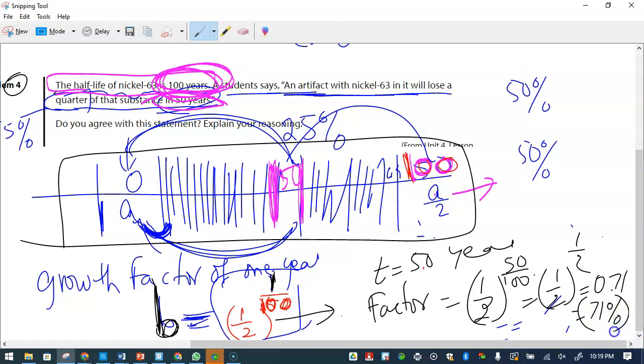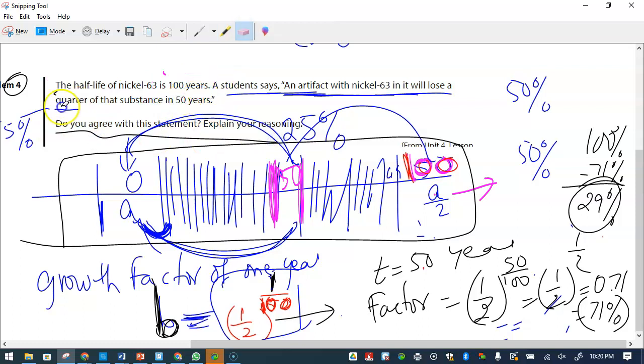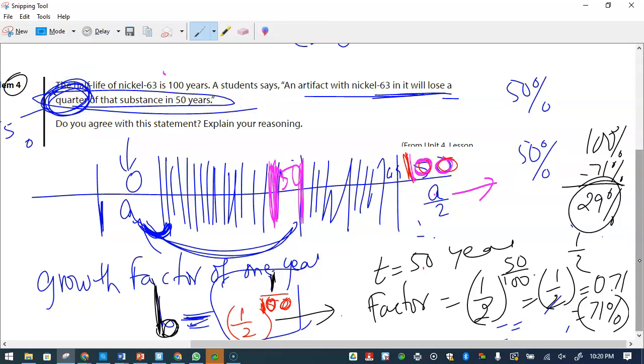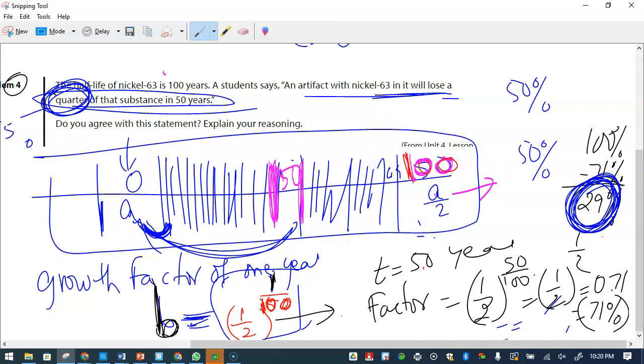What this means is you lose 100% minus 71%, which is 29%. So you lose 29%. The way the students were thinking is that in 50 years they lose a quarter, 25%. No, it's not a quarter. It is losing 29%. That's the main thing. Such a beautiful question. Hope this helps. Thank you.